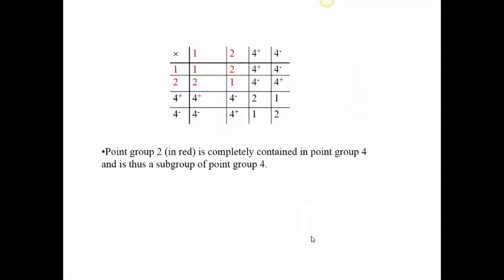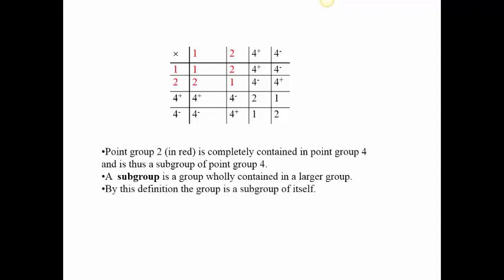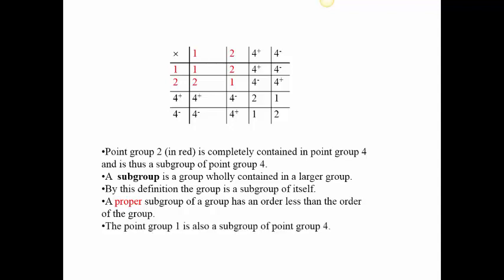Point group 2, in red, is completely contained in point group 4, and thus is a subgroup of point group 4. This is what we mean by a subgroup. So here's a definition: a subgroup is a group wholly contained in a larger group. By this definition, the group itself is a subgroup of itself.